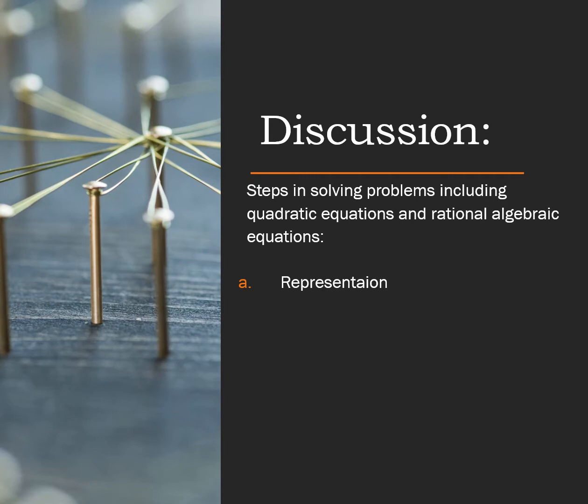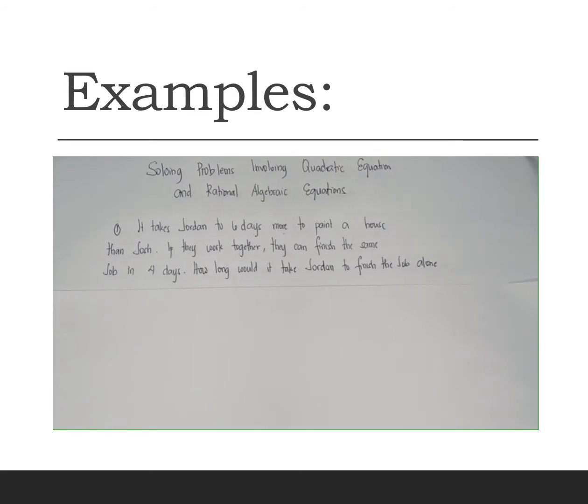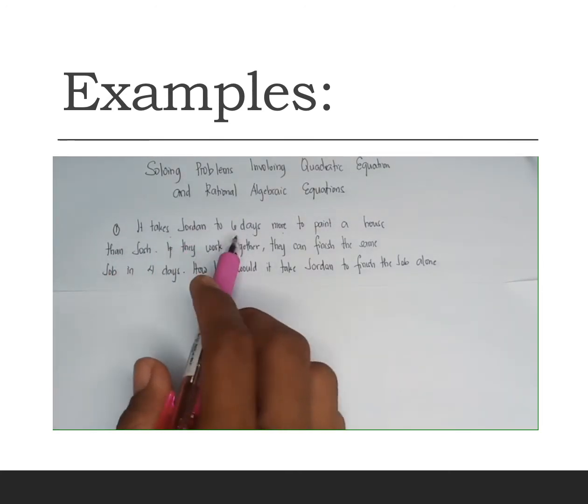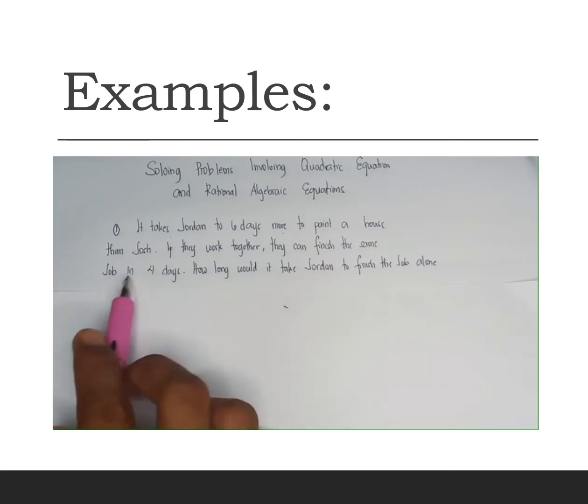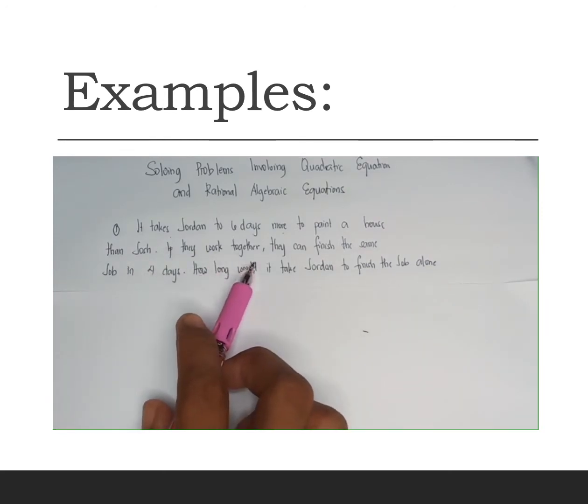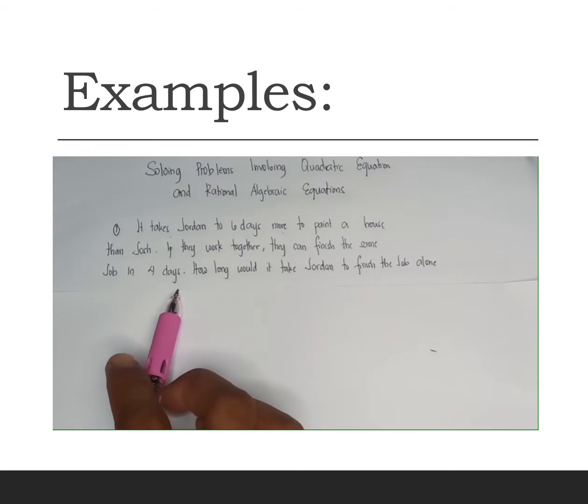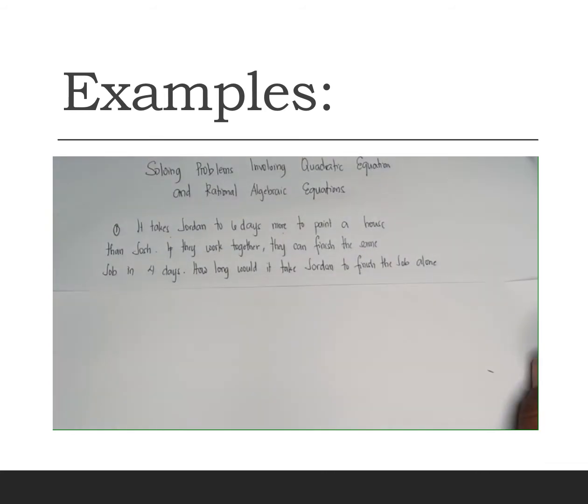And for review, we have these 5 steps: representation, translation, analysis, solution, and checking. Okay, today we will try to solve problems involving quadratic equations and rational algebraic equations, specifically work problems. We have problem number 1 here. It takes Jordan 6 days more to paint a house than Josh. If they work together, they can finish the same job in 4 days. How long would it take Jordan to finish the job alone?